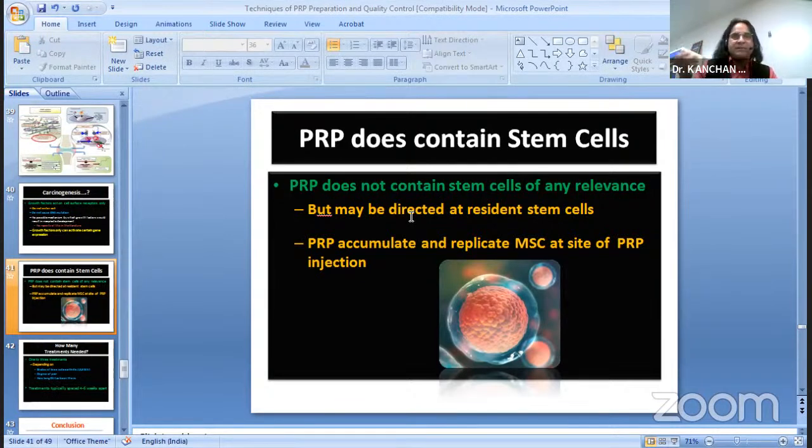This stem cell comes in the peripheral blood. So PRP does not contain stem cells by any reference, but it directs the resident stem cells, right? Also, PRP accumulates and replicates the MSCs at the site of the PRP injection, so they recruit the MSCs, right? But PRP alone does not contain stem cells by any method, right?